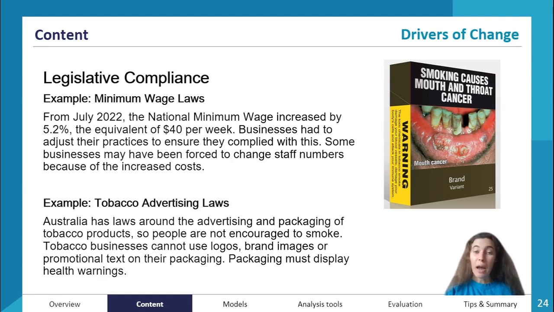Another example is tobacco advertising laws. Australia has laws around the advertising and packaging of tobacco products. And this is all aimed around trying to discourage people from smoking. And so, tobacco businesses can't use logos, brand images, or any promotional text on the packaging. And instead, packaging has to display health warnings and images that are going to display what the health impacts could look like.